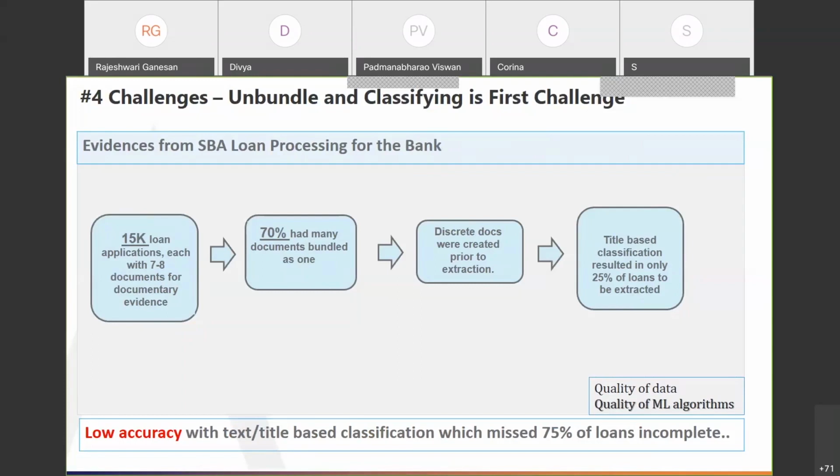Many of them would join multiple years of quarterly tax returns into one document. They had unnecessary documents which were not needed. They had provided a lot more than what was needed, and so on.